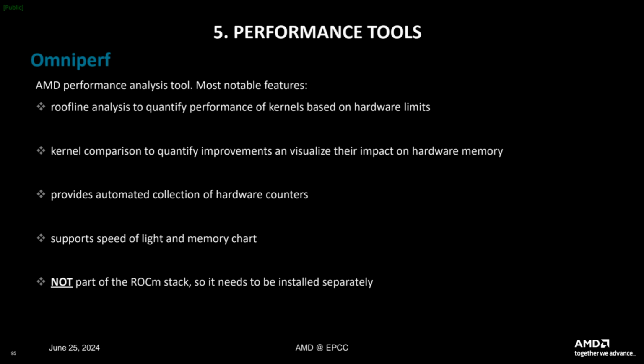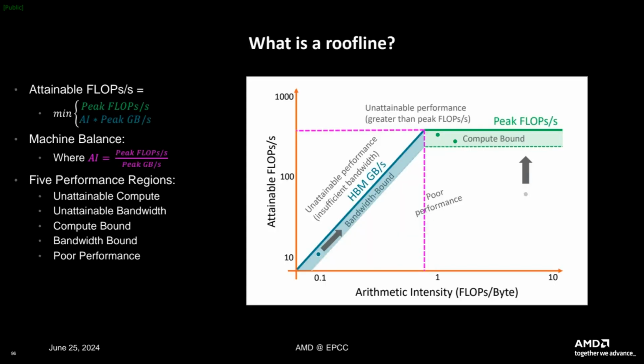So the last thing I want to touch on is OmniPerf, which is also from AMD research, so it needs to be installed separately. And we have a script for that too on the modern installation repo. But OmniPerf is great if you are interested in optimizing a specific kernel.